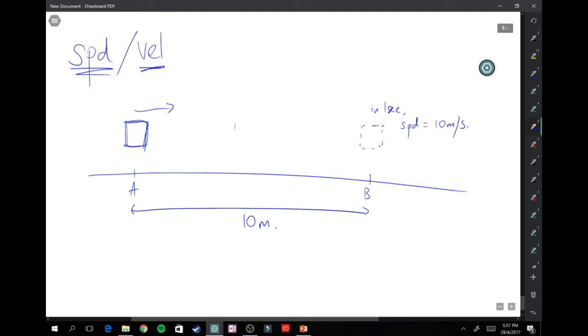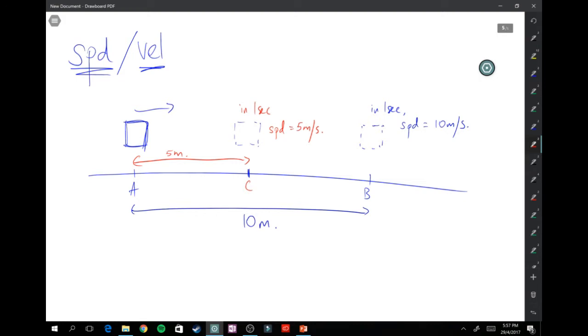However, if it traveled up to this point, we call this point C, and from A to C it is 5 meters, and it traveled here in 1 second, we call the speed 5 meters per second, because in 1 second it was only able to travel a total distance of 5 meters. So that's the idea of speed.